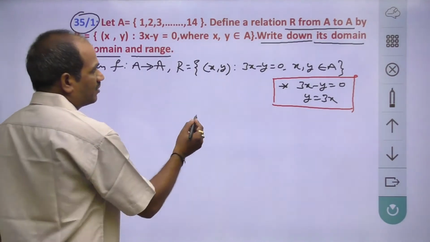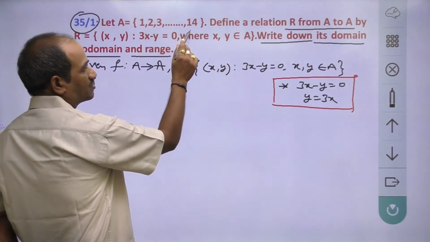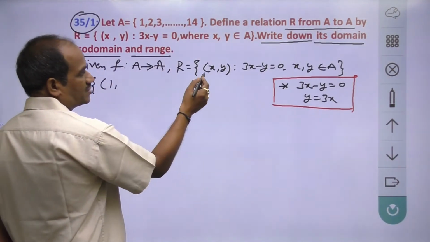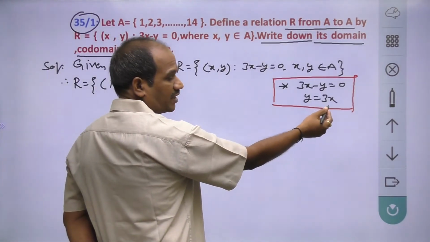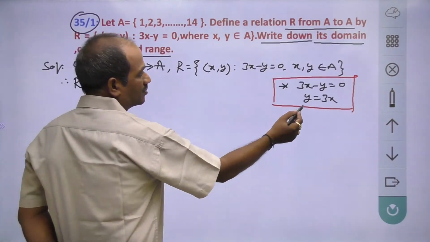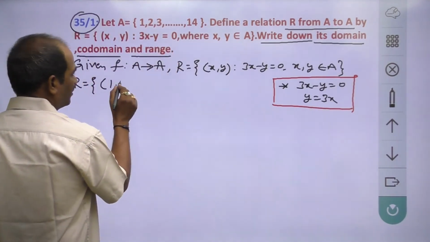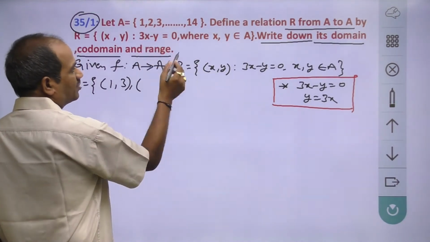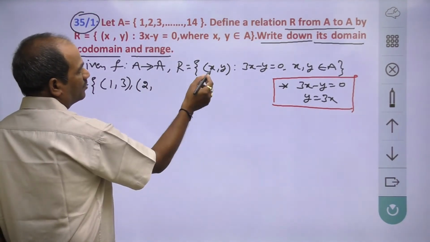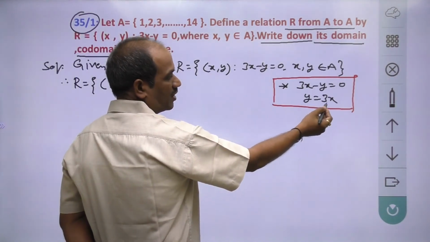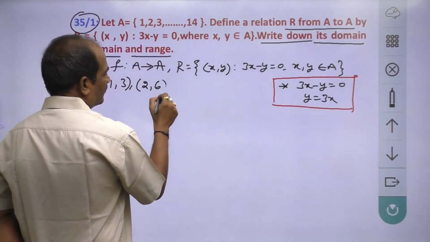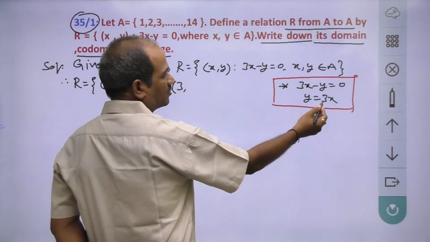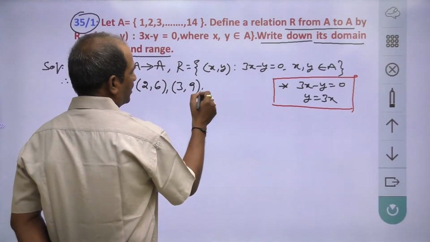Here the x values are 1, 2, 3, 4 and so on up to 14. Replace x by 1, so x is equal to 1, and y is equal to 3x, which is 3 into 1, that is 3. Next, replace x by the next element 2: y is equal to 3 into 2, which is 6. Next, x value is 3, so y is equal to 3 into 3, which is 9.